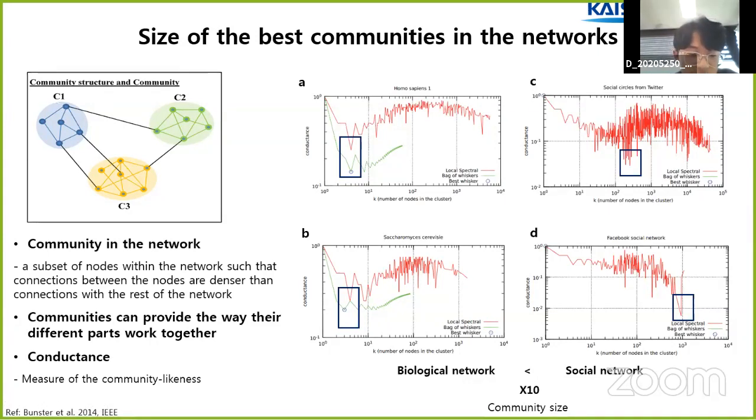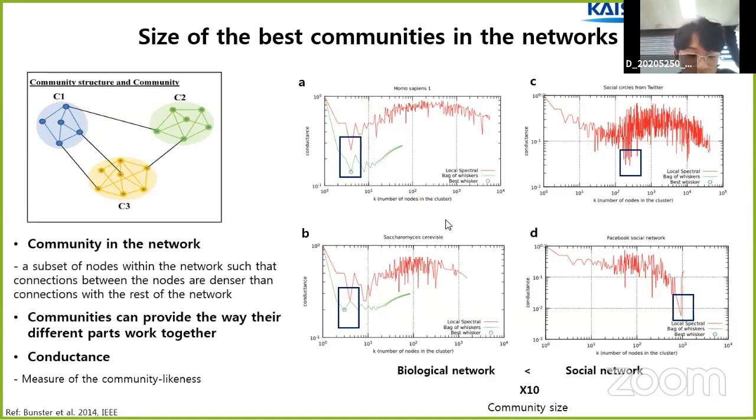The x-axis represents the number of nodes in the best cluster, and the y-axis represents the conductance. The conductance value is extensively used to measure the cohesiveness of a community, and the smaller the conductance of a set of nodes, the more community-like the set is.